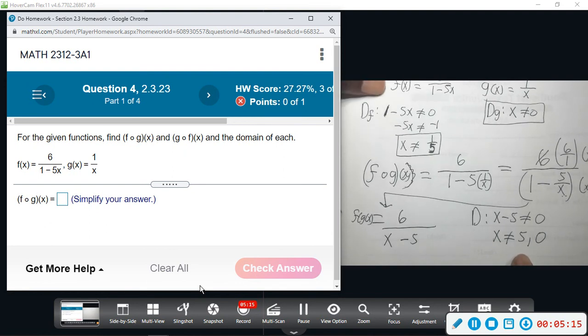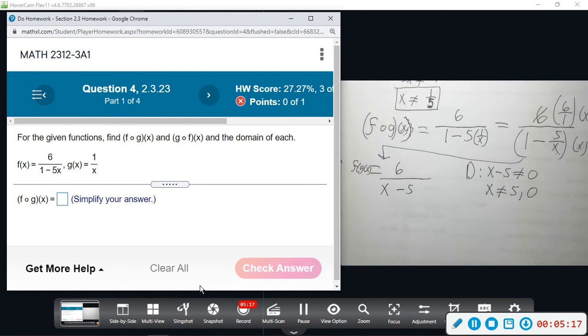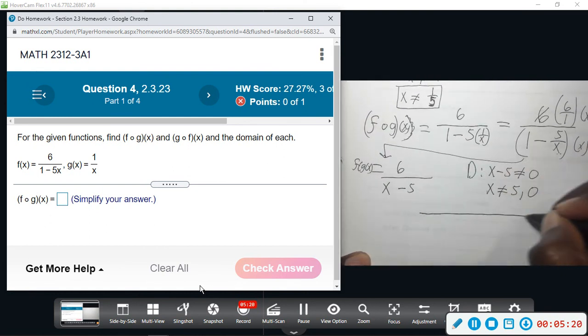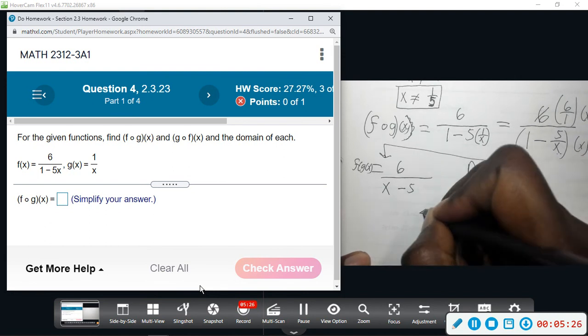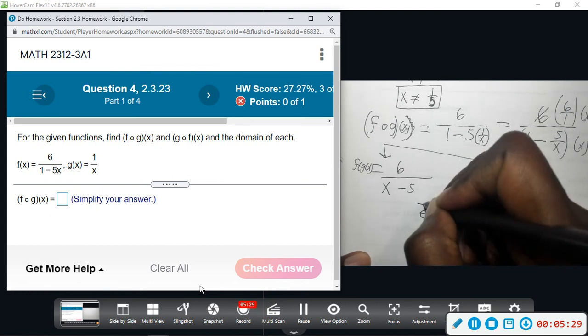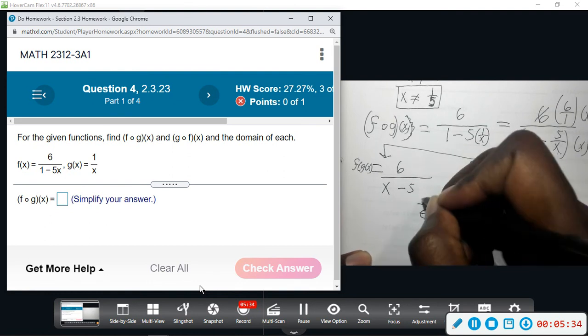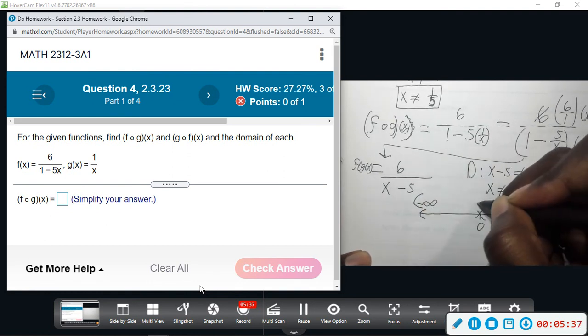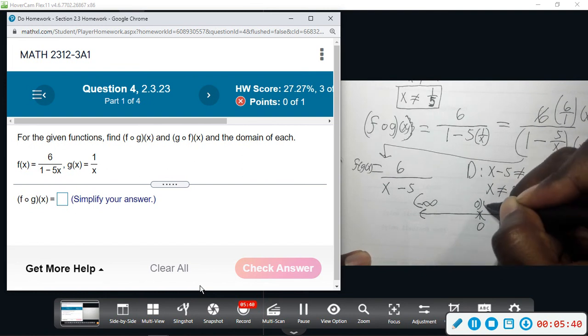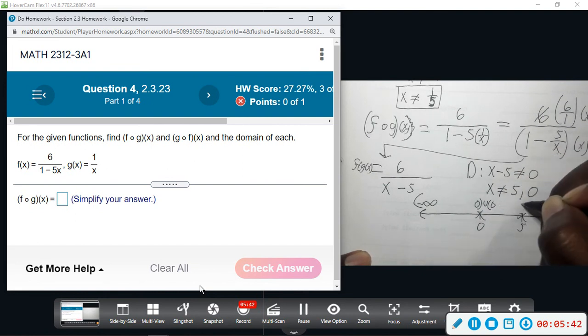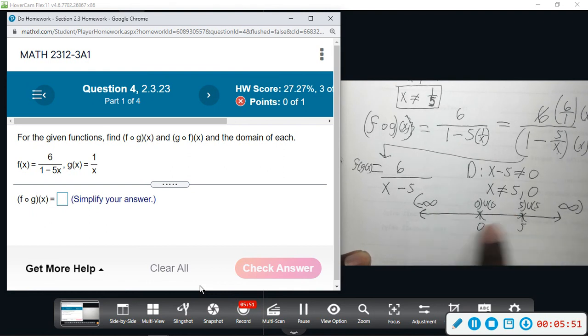They're going to want us to write our domain in interval notation. So do a number line, put 0 on the number line and 5 on the number line. This is negative infinity. This is positive infinity. These two numbers will be removed. So we have from negative infinity to the left side of 0, and then we union the right side of 0 up to 5, and then we union the right side of 5 up to infinity. So we'll have 3 pieces. Removing these 2 points breaks our number line into 3 portions.